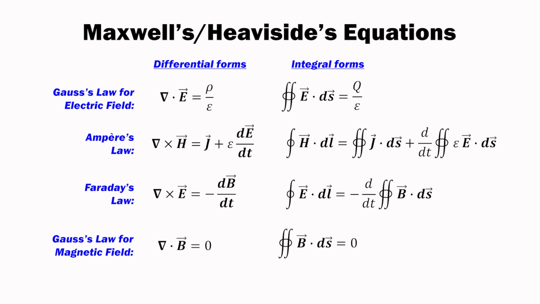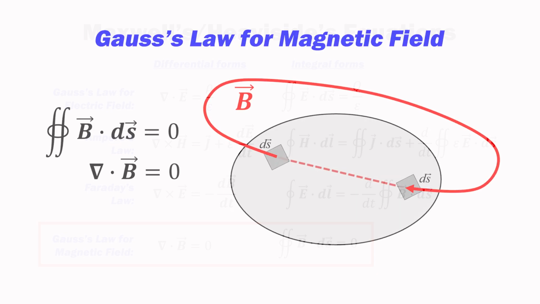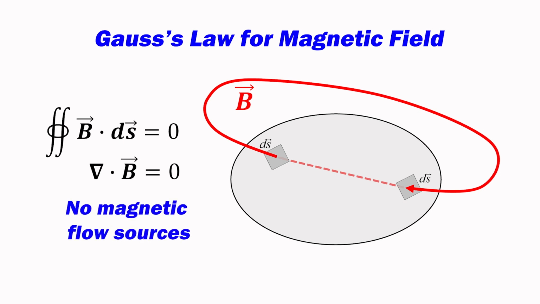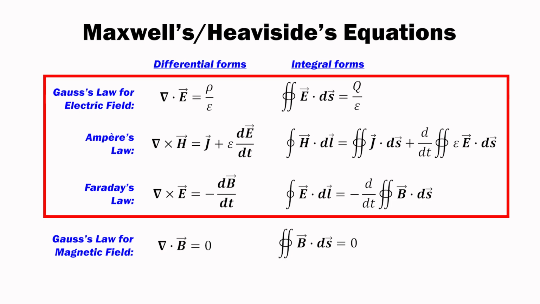The only equation we have not yet discussed is the 4th one, which is Gauss's law for magnetic field, which simply states that the total outward magnetic flux through any closed surface is 0. Another way of stating it is that there are no magnetic flow sources, and that magnetic flux lines always close on themselves. This equation completes the quartet, but the main heavy lifting for most of the analysis work we will be doing is performed by the first 3, which you have already learned.